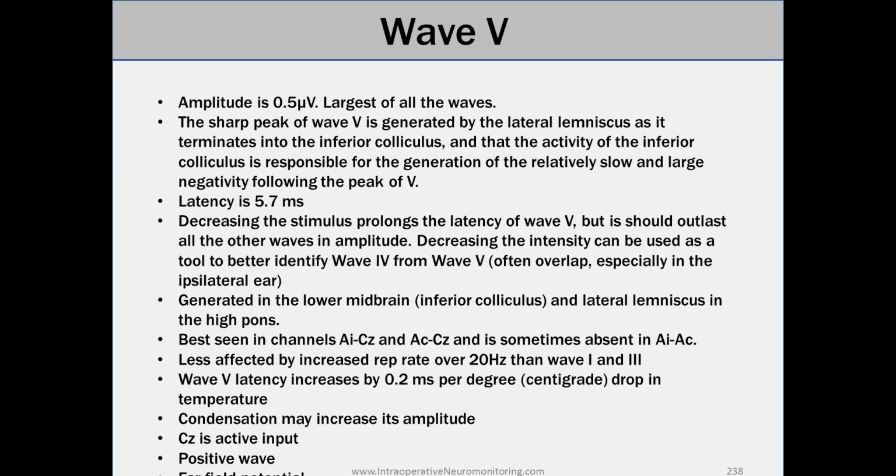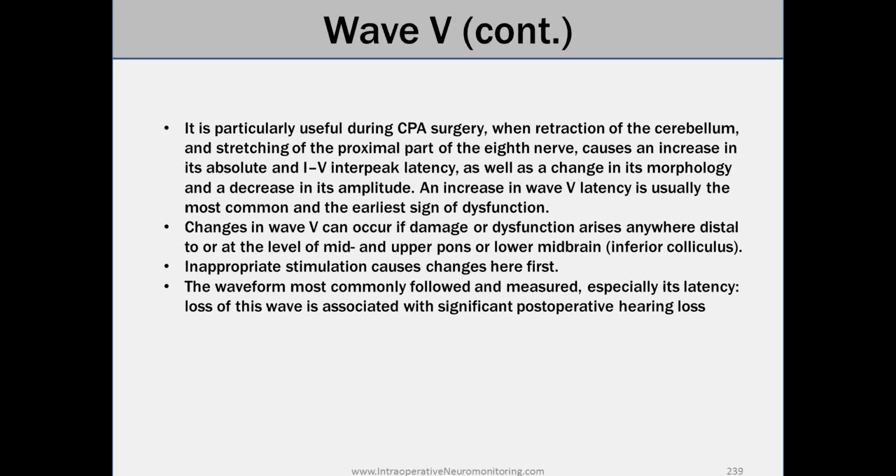It's generated in the lower midbrain or the inferior colliculus and the lateral lemniscus in the higher pons. It's best seen in the channels of AI to CZ and AC to CZ, and sometimes absent in the AI to AC. It's less affected by increased rep rate over 20 Hz than wave 1 and 3. Wave 5 latency increases by 0.2 milliseconds per degree centigrade drop in temperature. Condensation may increase its amplitude. CZ is active, positive wave, far field potential. Keep going with wave 5.